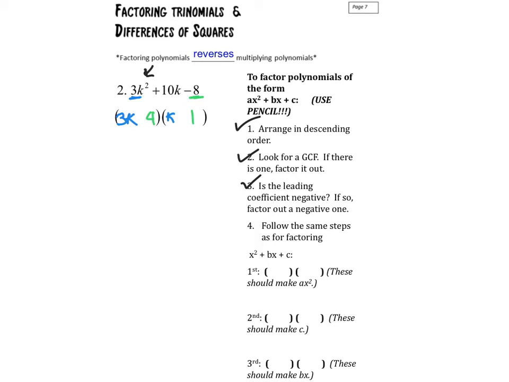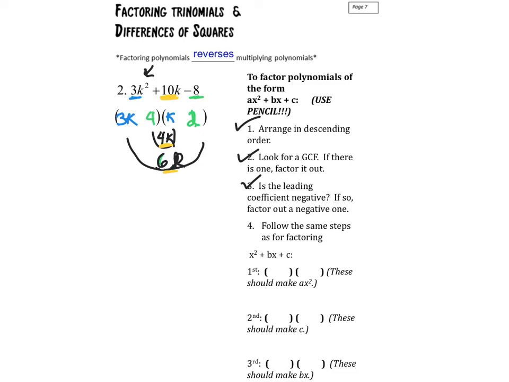Okay. Now I want to try my loops. When I try my loops, this gives me 4k. And this gives me 3k. Oh, and a mistake. 4 times 1 is not 8. It's actually 4 times 2. So I'm going to have to erase this. And 3k times 2 will give me 6k. Okay. Well, 4k and 6k will definitely give me my middle term, which is 10k.